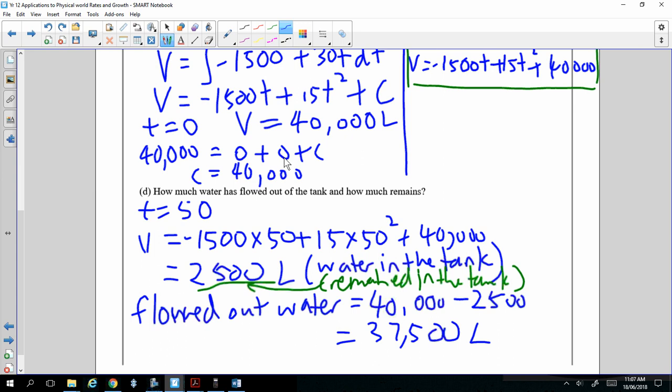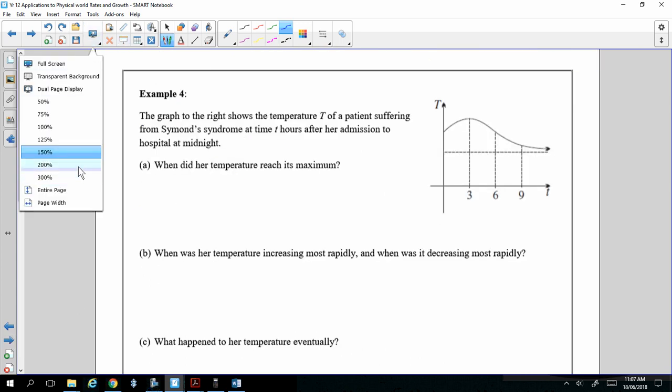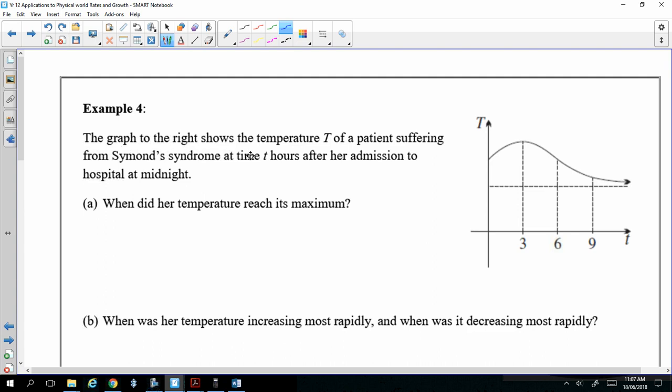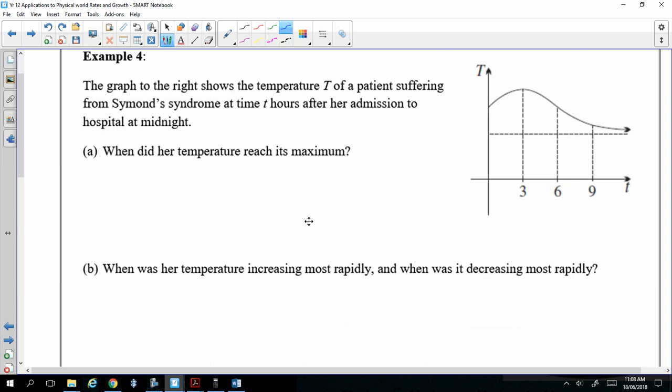Alright, next question. We have to interpret a graph. The graph to the right shows the temperature of a patient suffering from Siemens syndrome at time t hours after her admission to the hospital at midnight. When did her temperature reach maximum? So remember, t is in hours, so the temperature maximum must be at 3. So after 3 hours after midnight, in other words, that must be 3 a.m. So at 3 a.m., the temperature reached its maximum.